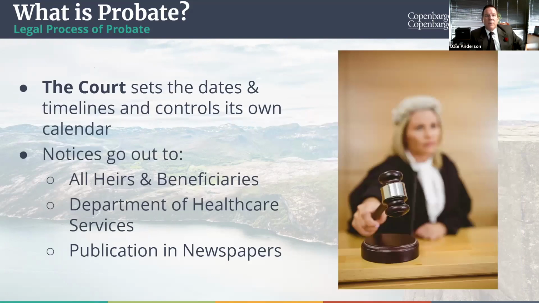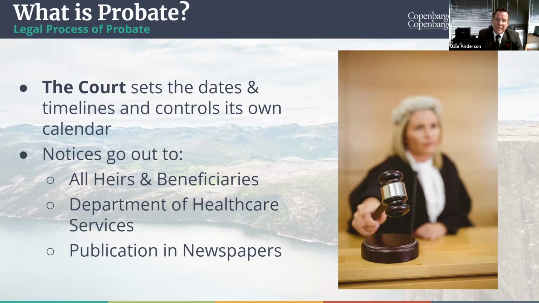All right, this is what we're talking about, the legal process of the probate court. The court sets all the dates. Notices go to all the heirs and beneficiaries. Now, what's the difference between an heir and a beneficiary? A beneficiary simply is someone designated in the document to benefit from the document. Right? That's a beneficiary. What's an heir?